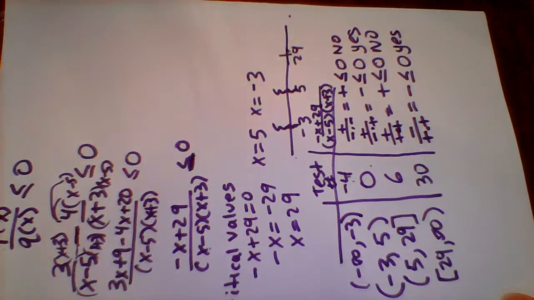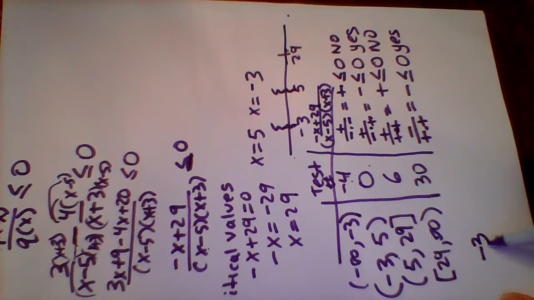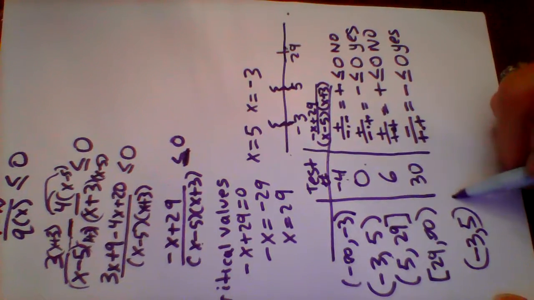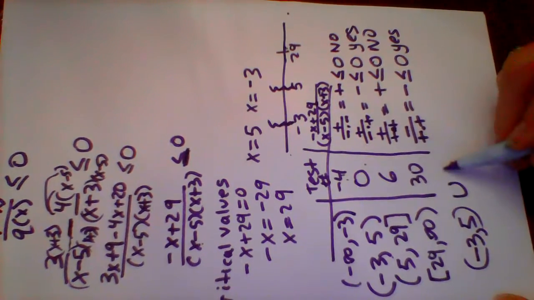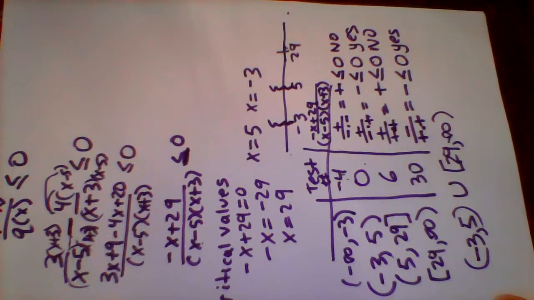So now I'm ready to write my final answer. I just look over at my interval, and x can be any number between negative 3 and 5, not including negative 3 and 5, or x can be any number equal to 29 or higher. And that's my interval notation.